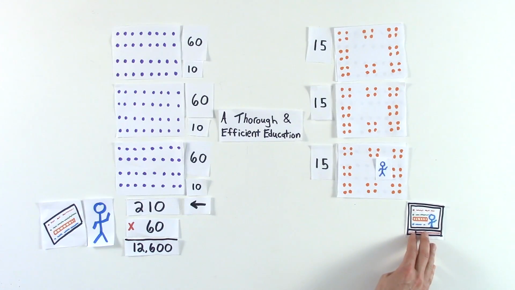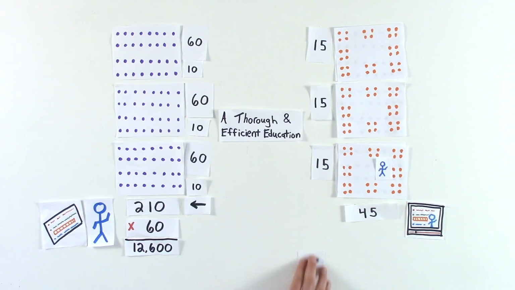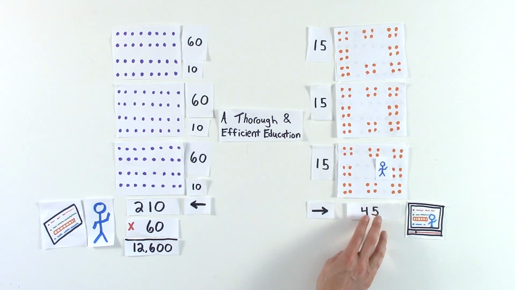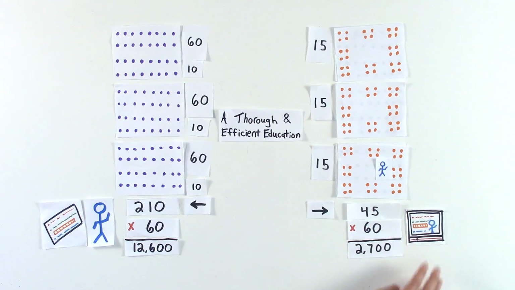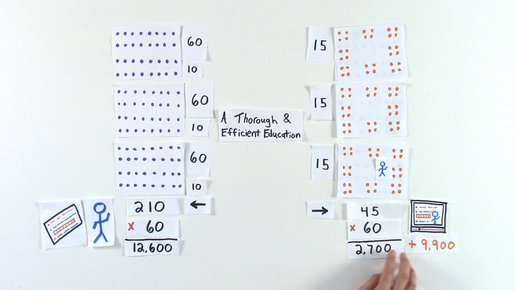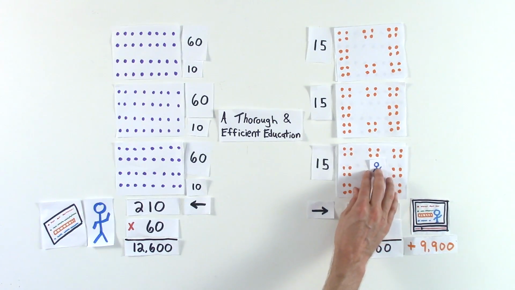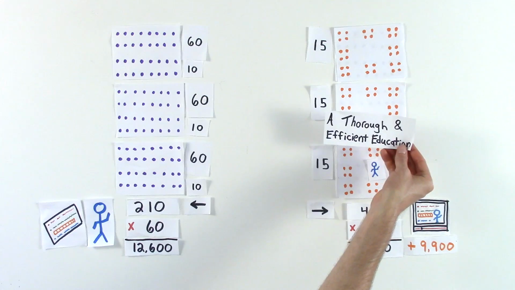The average length of my video lectures is 15 minutes. If I show them during class, in periods 1, 2, and 3, that would take a total of 45 minutes. Again, there are 60 topics. That's 2,700 minutes of lecture video viewing in the classroom. These videos save me from 9,900 minutes of exhausting repetition, but more importantly, they allow me to free up 9,900 minutes every semester that I can use to personalize instruction. My lecture videos and these active learning strategies provide a thorough and efficient education for all of my students.